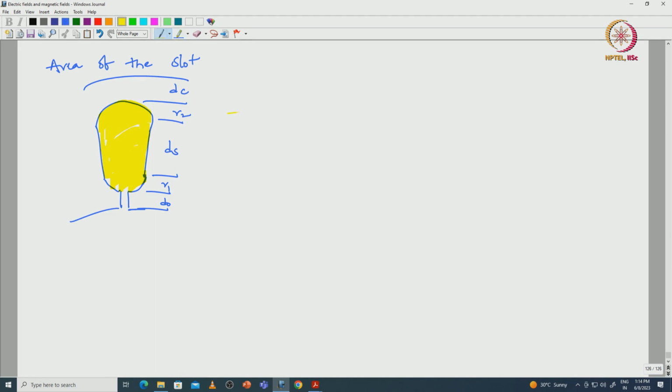So, for easy analysis we can split this area into 3 parts. The first part will be in this manner, and second part will be in this manner, and third part will be in this manner. Okay. So, it is a trapezoidal kind of thing. Okay. So, calculate the area for this thing.